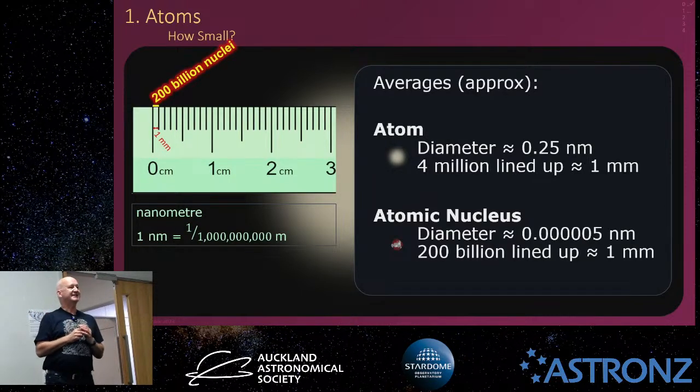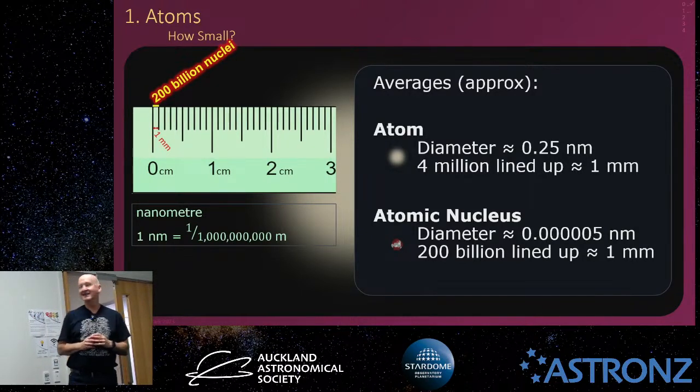And the nucleus, which is super small, is about 0.000005 of a nanometre, incredibly small. And you need about 200 billion of those lined up to make a 1 millimetre line. So in everyday language, just remember those are just ridiculously small particles.